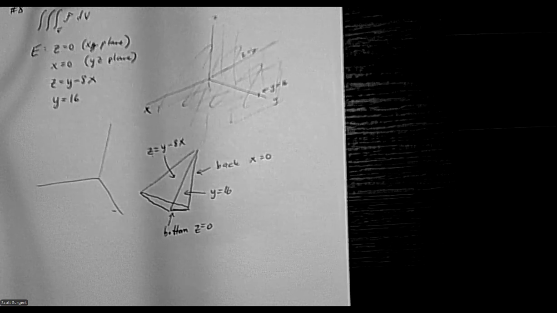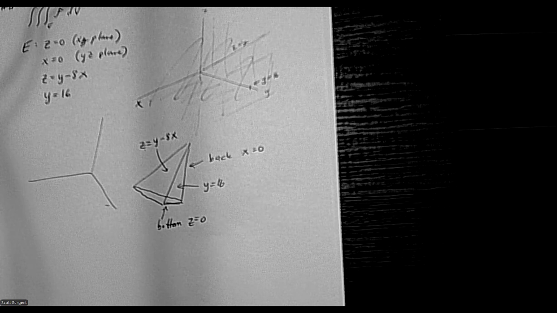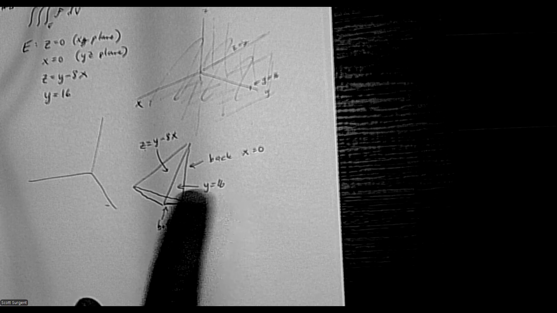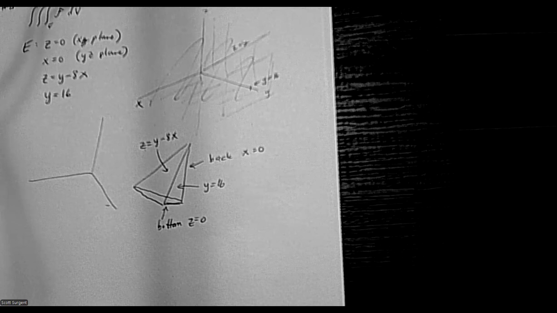All right. But it is a four-sided object. It's composed of triangles. It's pretty narrow. The bottom is z equals 0, the xy plane. The back side is x equals 0, which is the yz plane. The front face here is y equals 16. And then this slopey guy right here is z equals y minus 8x.